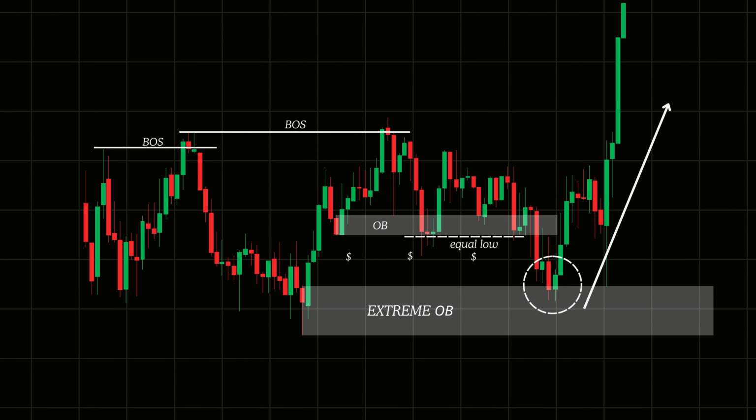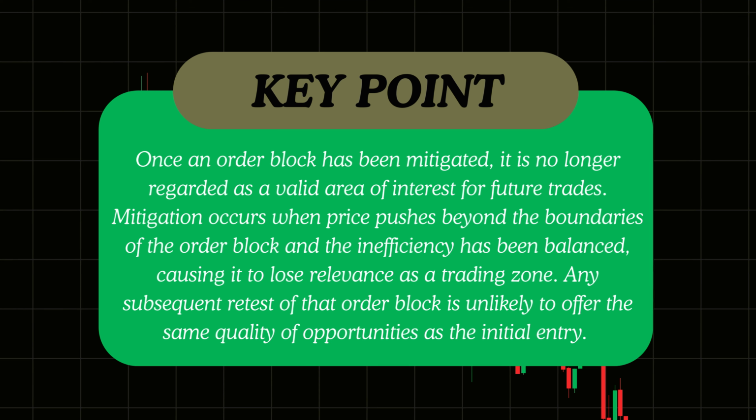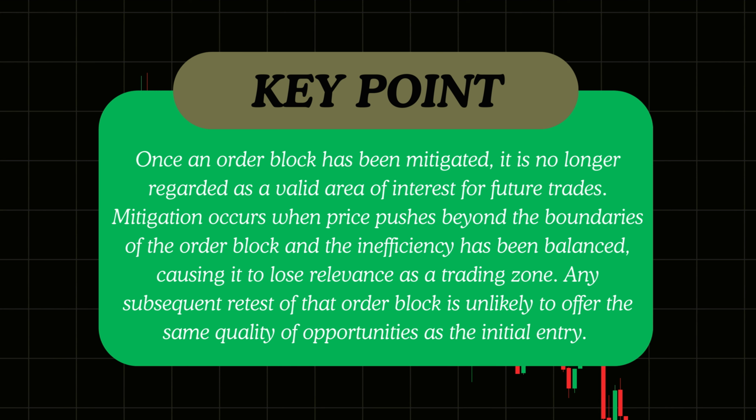Rule number 4 states that the order block must remain unmitigated. Order blocks are generally viewed as one-time use, meaning we look for the trading opportunity when price first interacts with the order block. Once an order block has been mitigated, it is no longer regarded as a valid area of interest for future trades. Mitigation occurs when price pushes beyond the boundaries of the order block and the inefficiency has been balanced, causing it to lose relevance as a trading zone. Any subsequent retest of that order block is unlikely to offer the same quality of opportunities as the initial entry.